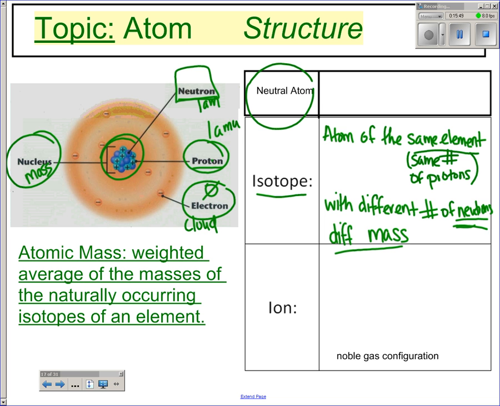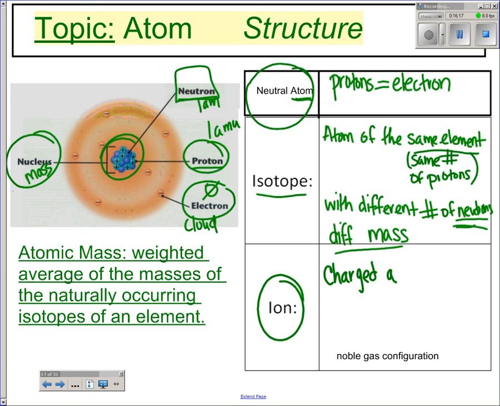A neutral atom is going to be anything that has the same number of protons and the other charged particle in our atom, electrons. So for an atom to be neutral, we use the term atom, and the protons have to be equal to the electrons. If the protons are not equal to the electrons, we call this an ion. An ion is a charged atom. The way this atom becomes charged is it can either lose or gain electrons.